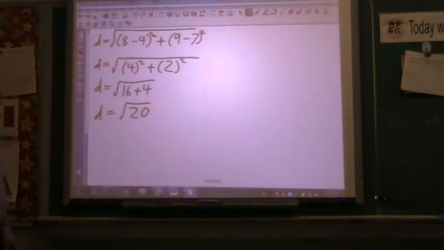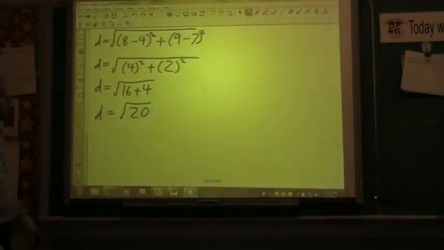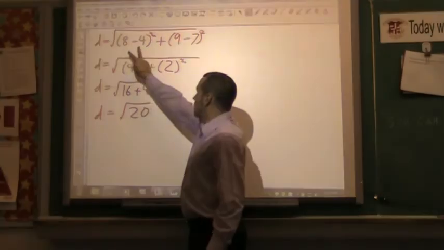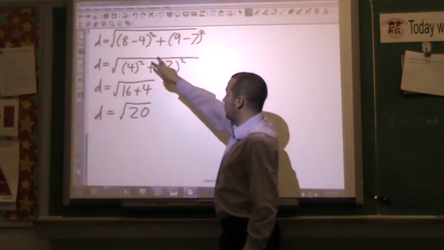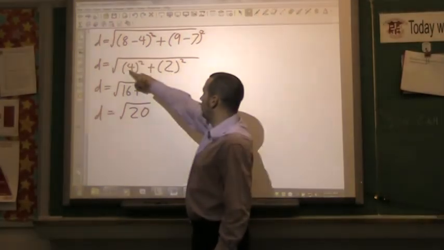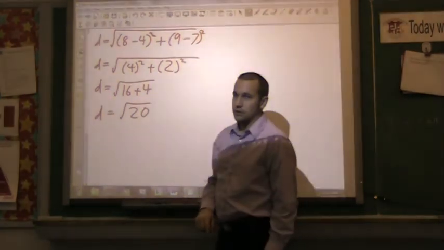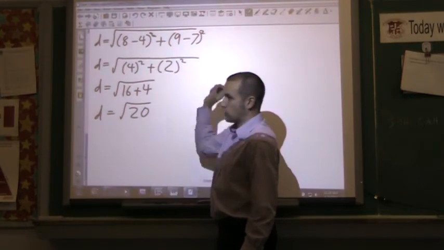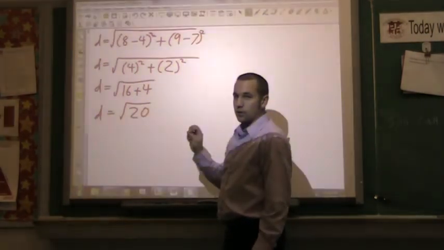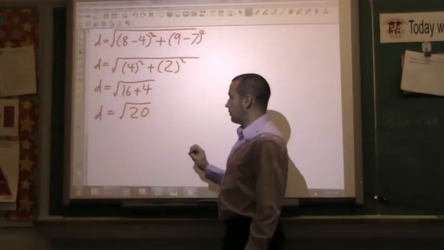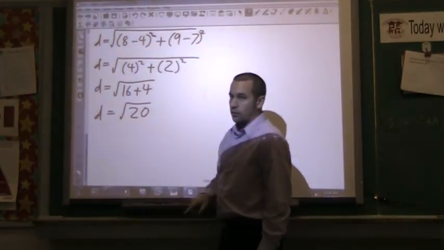Now, a couple things here before we say that we're finished. One of the common mistakes that I'll get is if I wrote this the other way, which is still fine, I would get 4 subtract 8, which gives me negative 4. And then negative 4 squared, a lot of people will write that as negative 16. But negative 4 squared means negative 4 times negative 4. Negative times a negative is a positive. So I would still end up with positive 16.